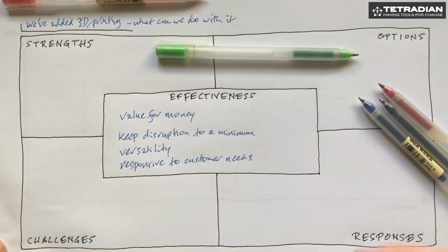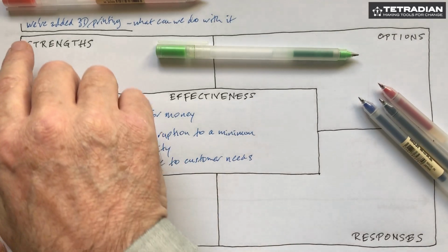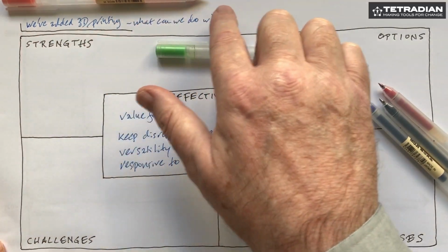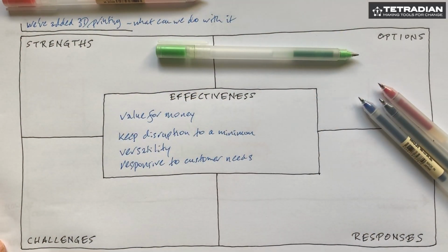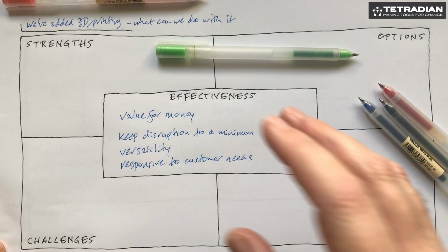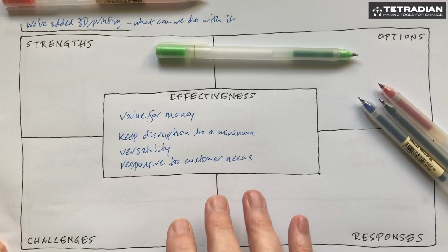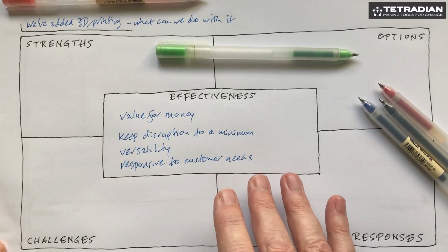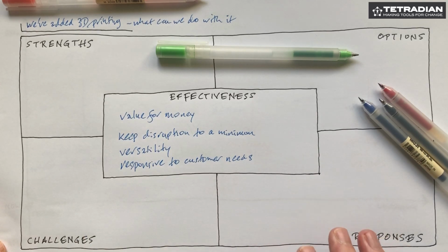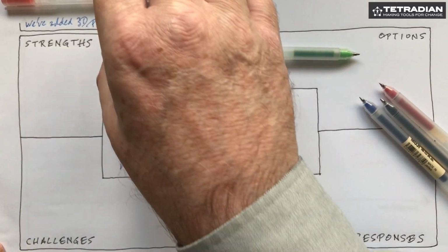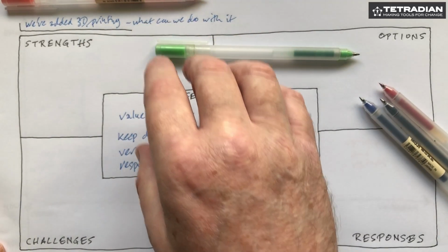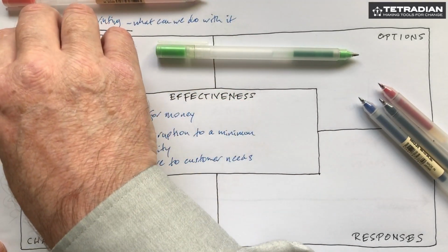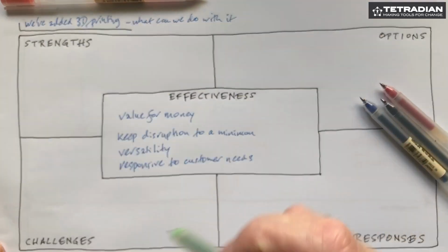Now, one of the challenges with SCORE that people often ask is, where do we start? In this case, we've started with a statement about we've added 3D printing to our business. What can we do with it? And our success criteria: value for money, keep disruptions to a minimum. We want versatility. Our business needs to be responsive to customer needs. So if we've added 3D printing, we've added a capability which suggests we would start from strengths.